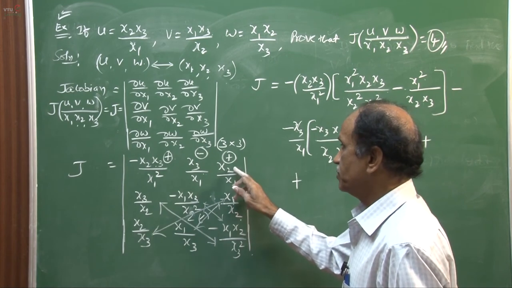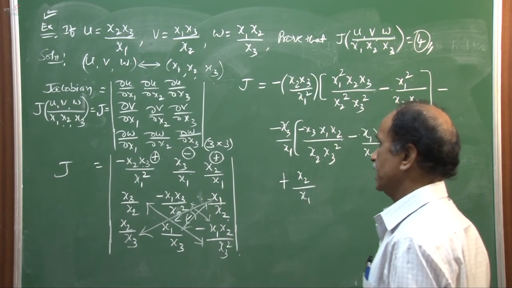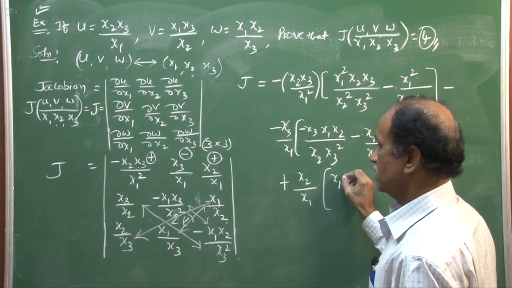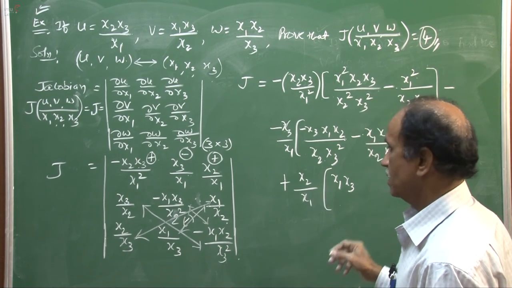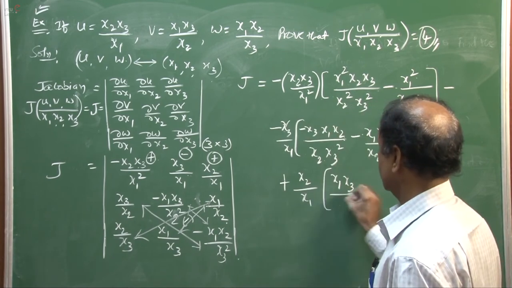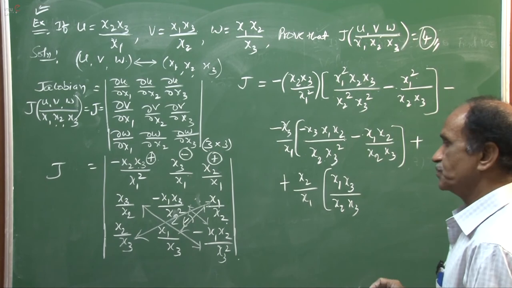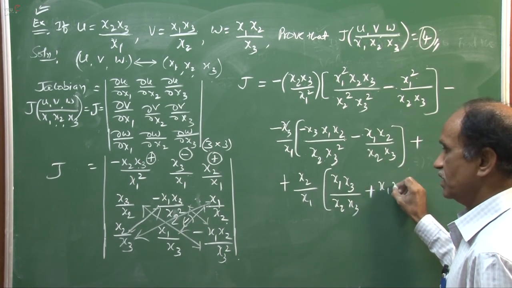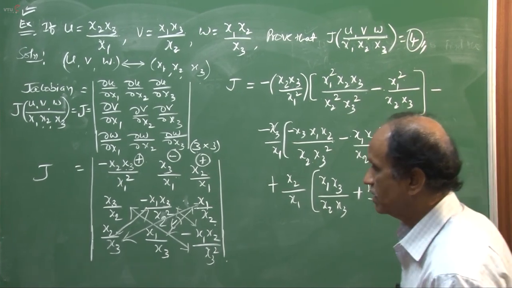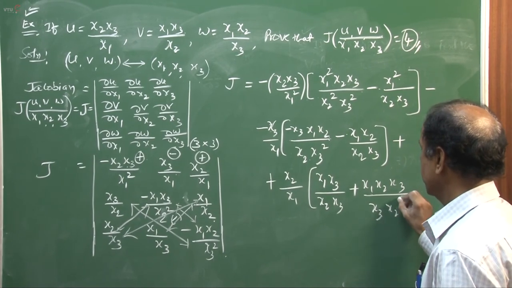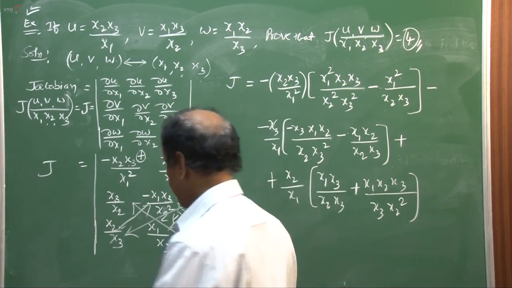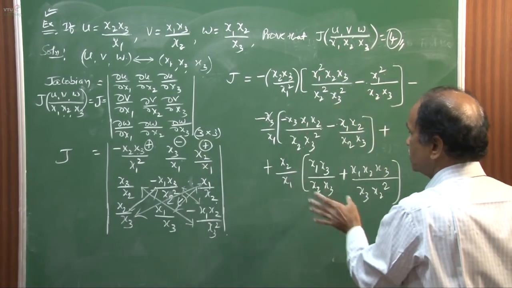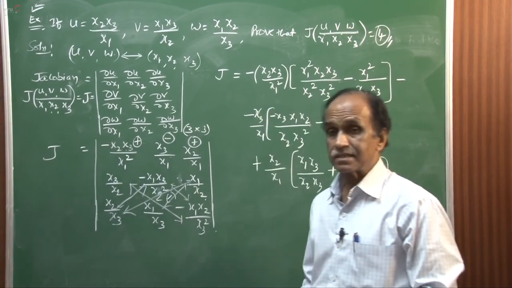Plus of, then you need to take with plus sign, x2 divided by x1 multiplied by the minor: ignore this column, ignore the first row, this into this, that is x1 into x3 divided by x2 into x3, then this multiplication, that is minus, that becomes plus sign, x1 x2 x3 and the whole divided by x3 and x2 square. After writing these values, you will notice how many terms you are going to get: this multiplied to this, this multiplied to this, two terms, two terms, two terms. So the total number of terms you are getting is six terms.